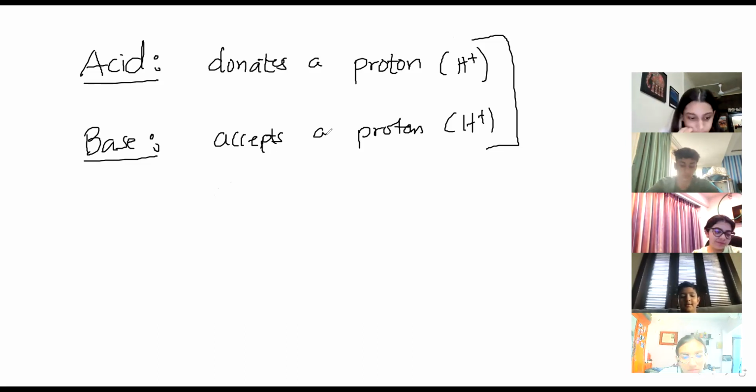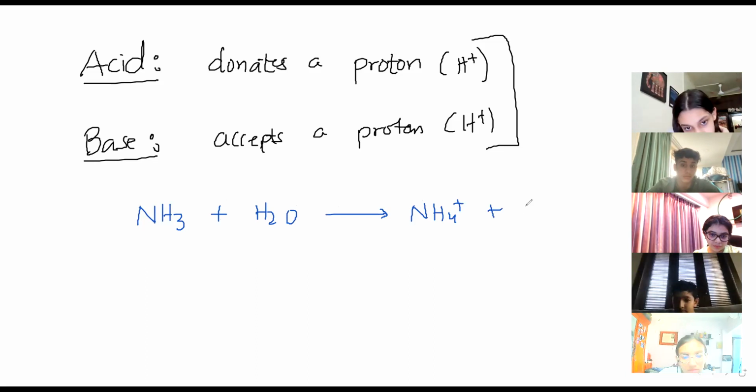So everyone pay attention. How am I deciding the acid and the base in a reaction? You'll be given a reaction equation, and then you'll need to decide out of the two reactants who's an acid and who's a base. Okay, so NH3 plus H2O gives NH4 plus OH minus. Out of the two reactants, one is an acid and one is a base. So now how do you decide this?